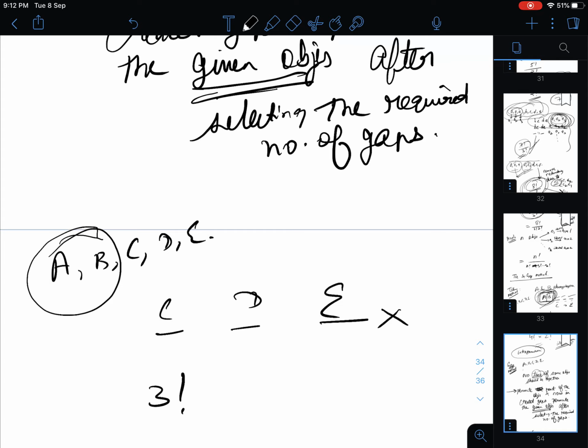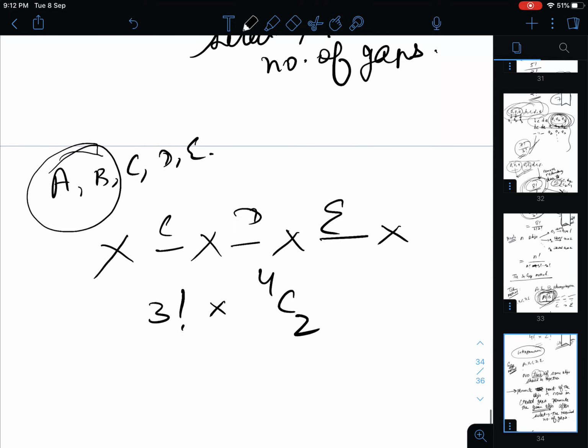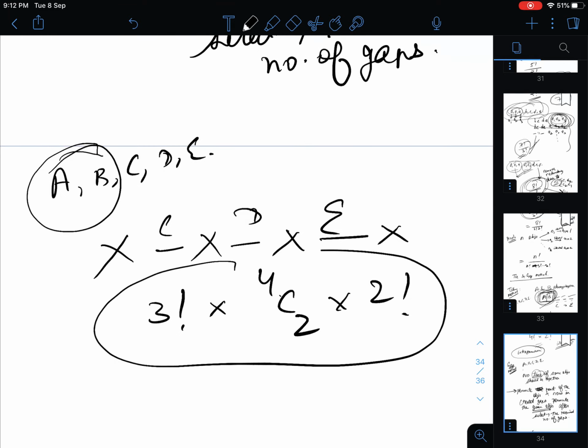Now there are 4 gaps created. A and B can be put in any of these 4 gaps and the required condition will be satisfied, that is, A and B should not be together. First you have to select 2 gaps, so 4C2, and then you permute them. So this is the number of arrangements such that A and B are never together.